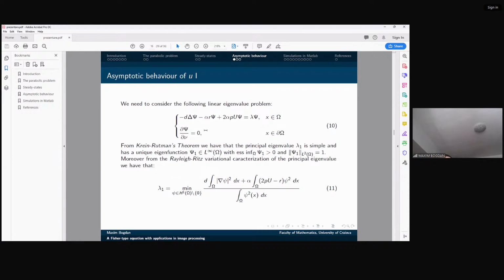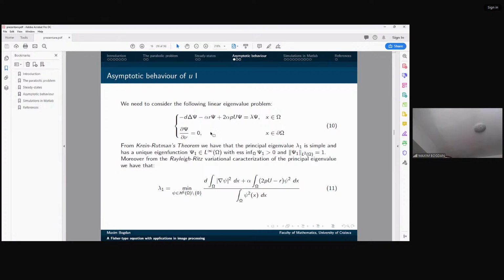And as usual, the stability can be obtained by considering some eigenvalue problems and applying Krein-Rutman's theorem, which assures that this is the linearized version of our nonlinear equation. This 2p comes from the derivative of u squared, which is 2 times u. We have here u also. So it is a linearized version of our equation.